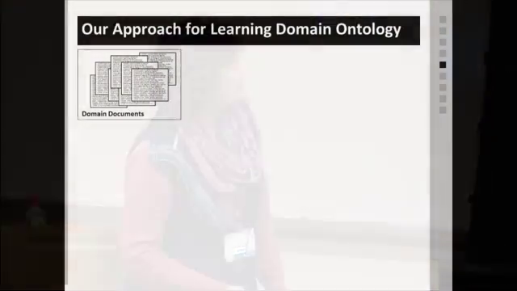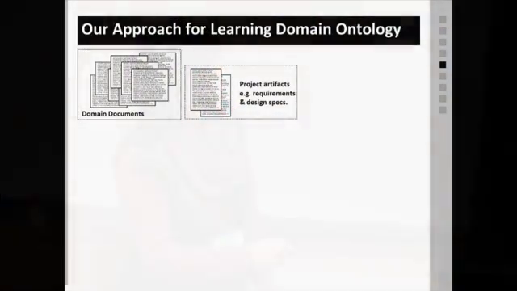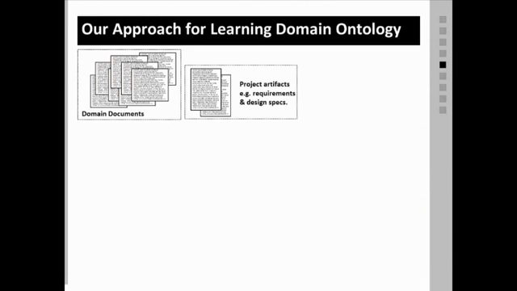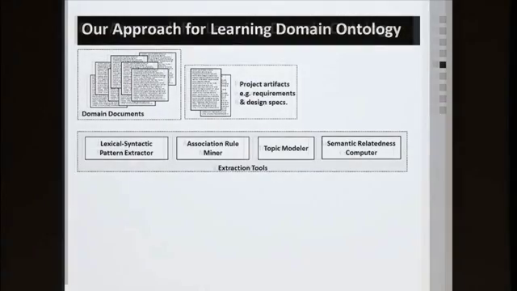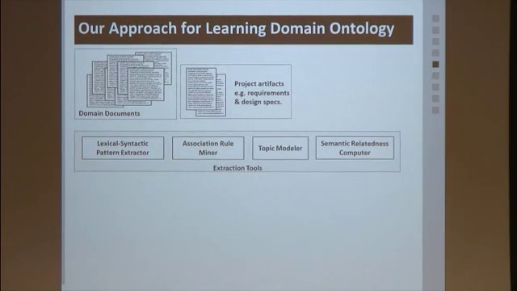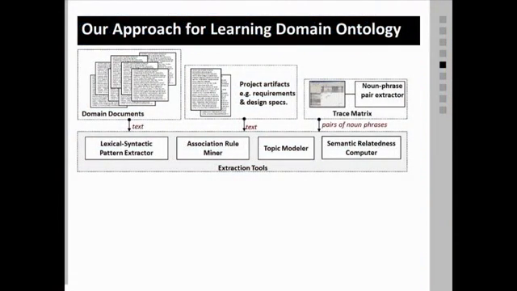Okay, so our approach for learning domain ontology: first of all, we have domain documents, and then we have project artifacts. And then we use a variety of different extraction methods. I'll talk about these in a minute, but I think they're pretty standard methods that people use for ontology building. And then a secret weapon is traceability links.